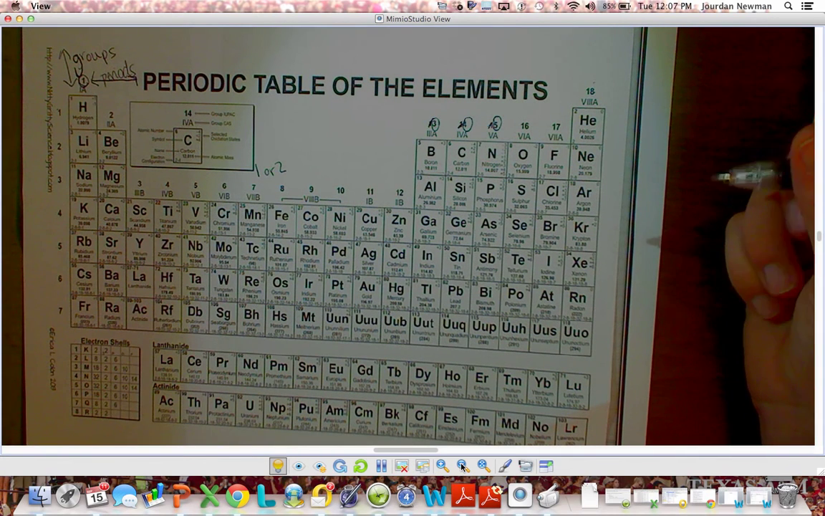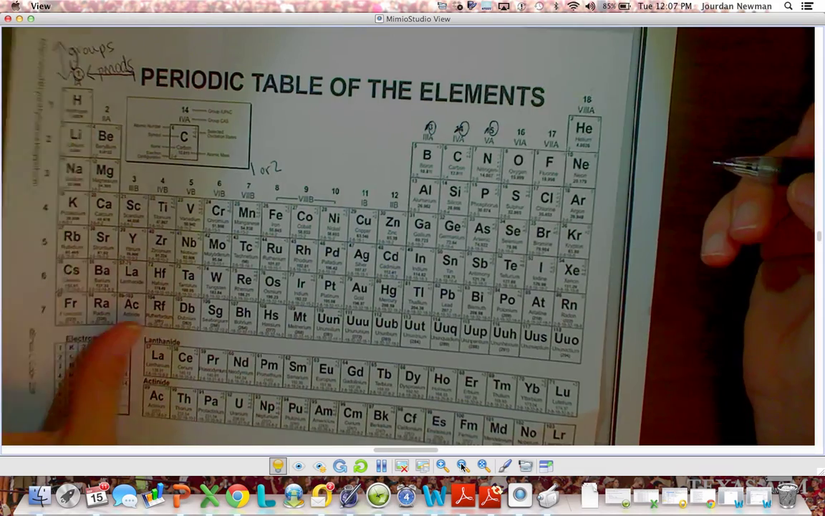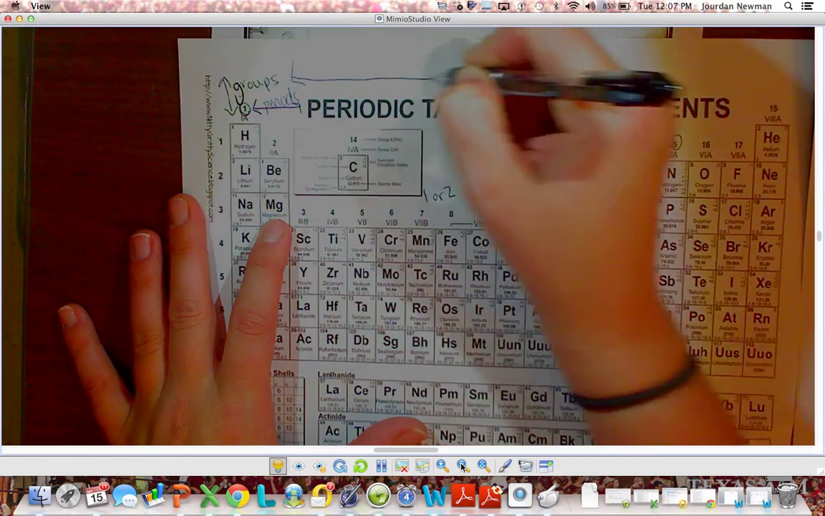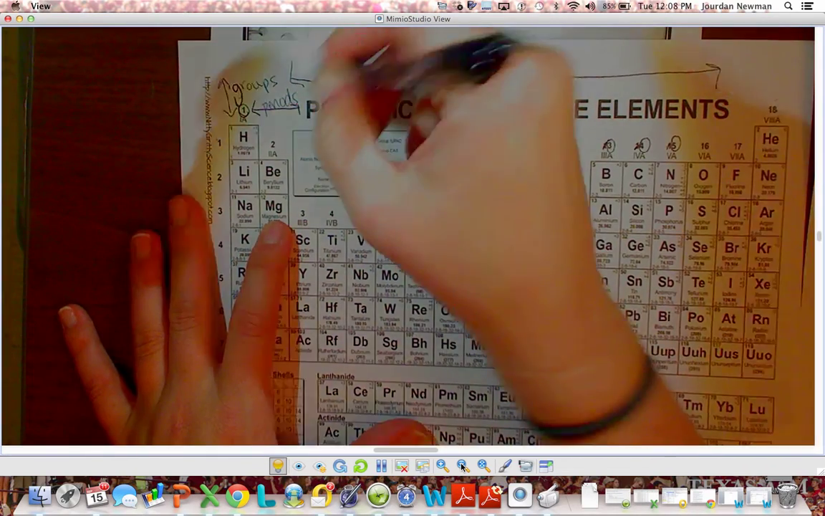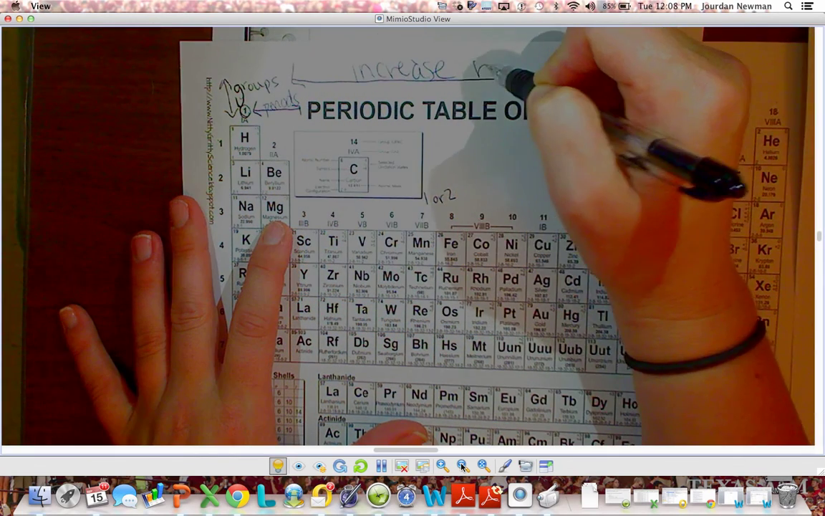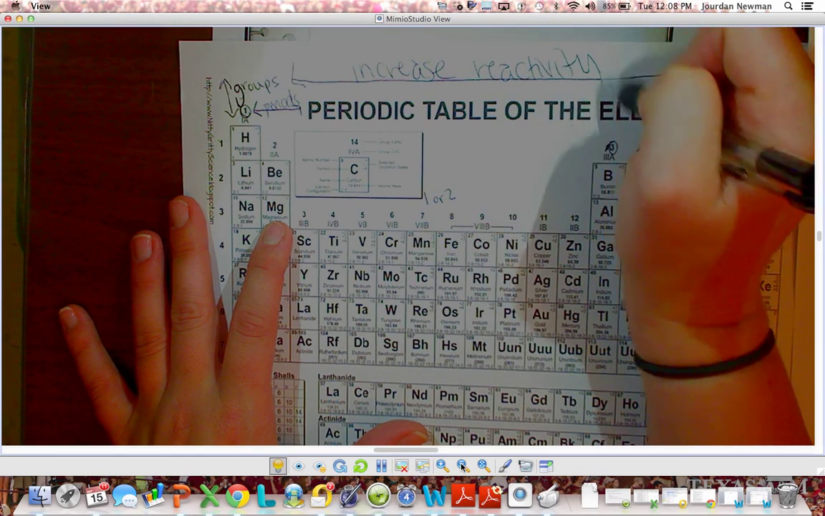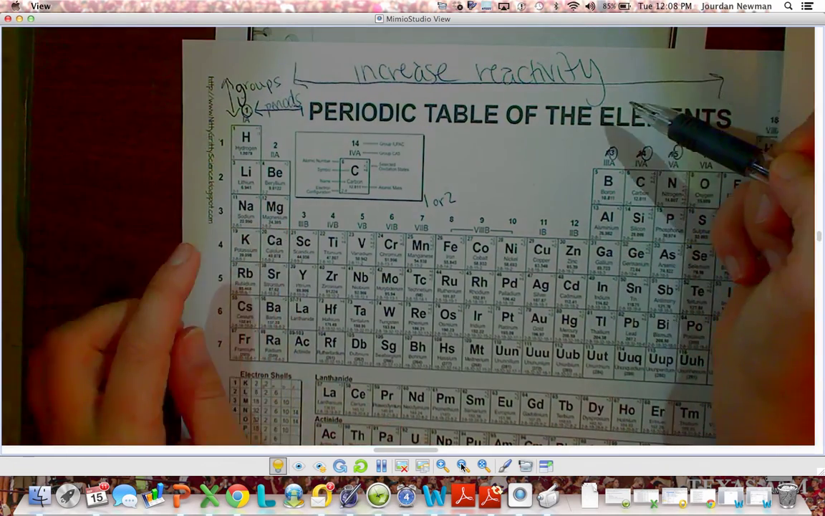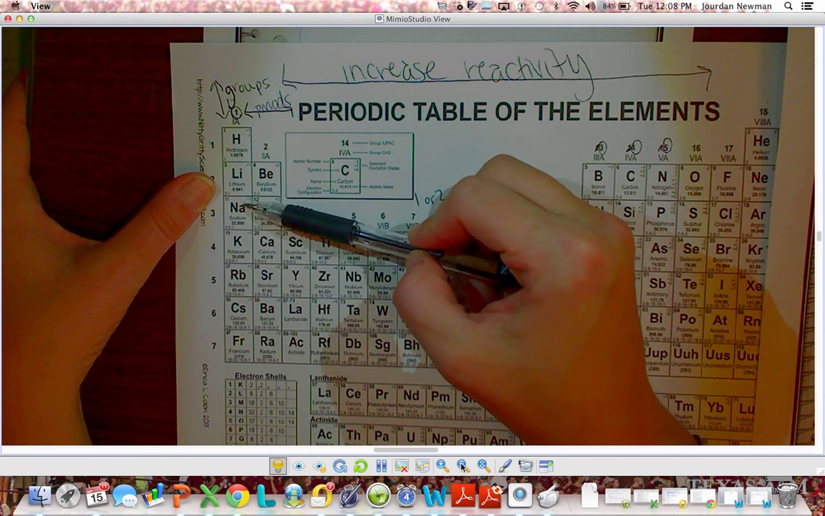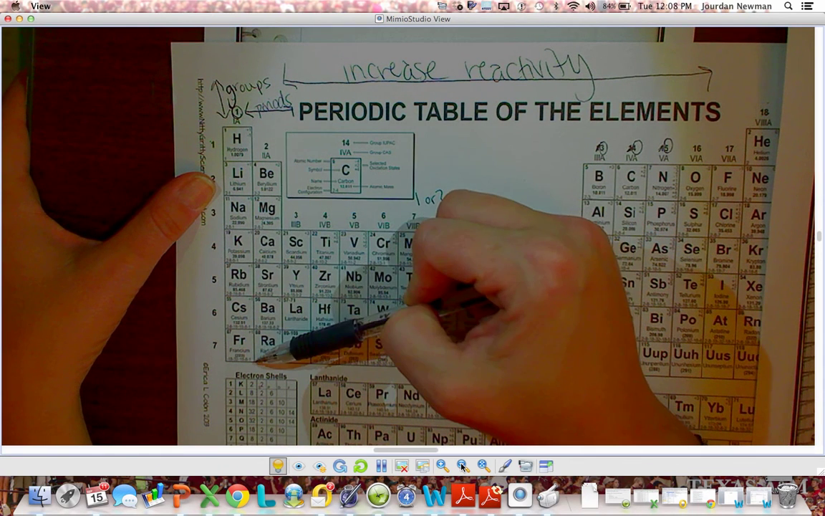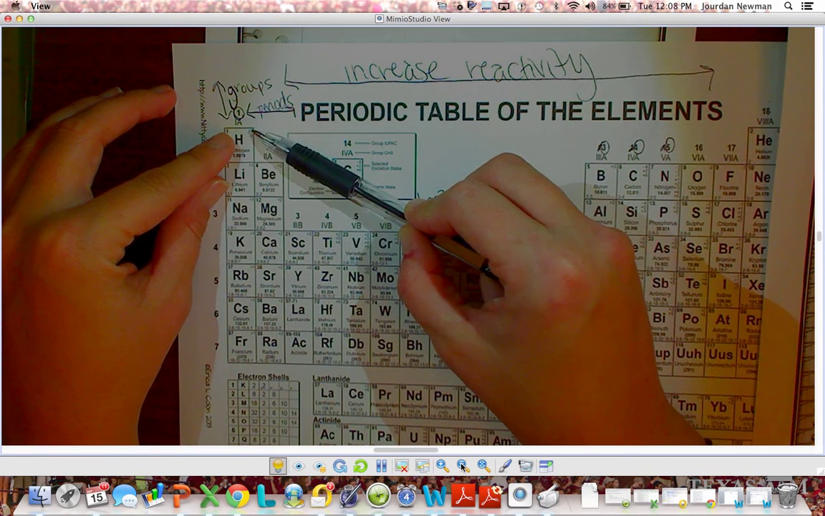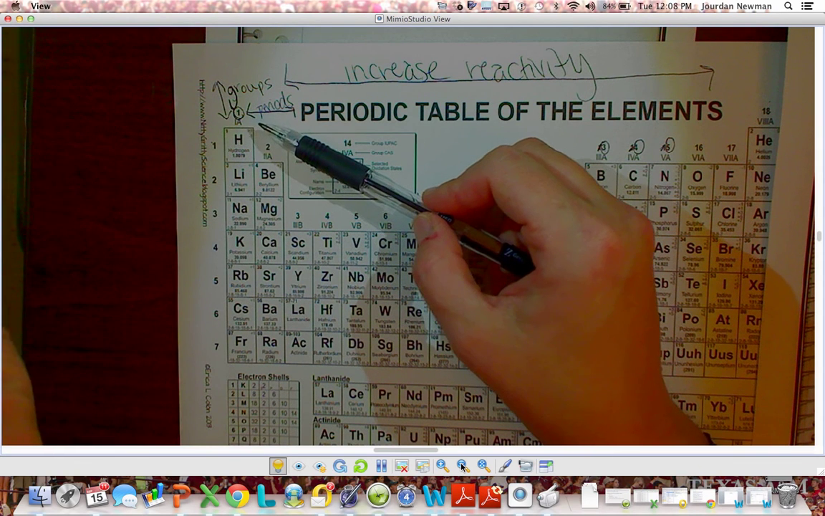Now, the only other thing that you need to know is that our reactivity, as we move across this way, increases. That will mean more to us when we get to chemical reactions. But here's why. Everybody in group 1 has how many valence electrons? 1. So they have a ton of space open to bond.